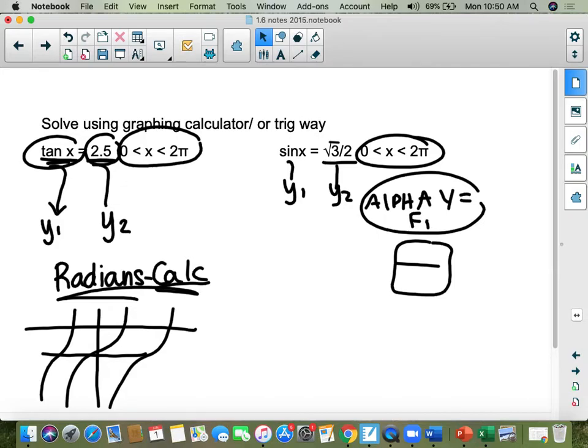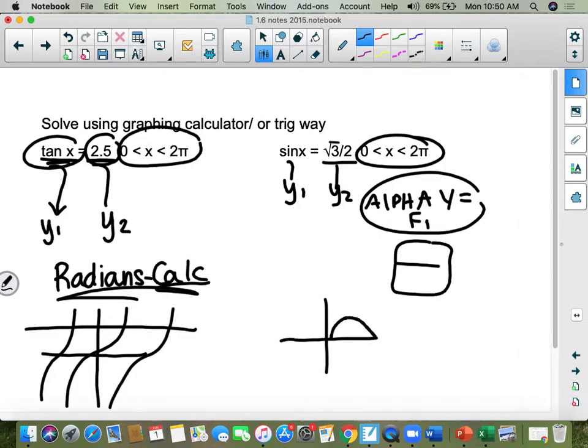Hit the graph button. My window's already set from 0 to 2 pi, and you can see that they intersect here, and they intersect here. I'm going to just zoom decimal. It doesn't matter, whichever way you want. You can do whatever you want, but it's going to be those two spots. And let me just finish this really quick here.